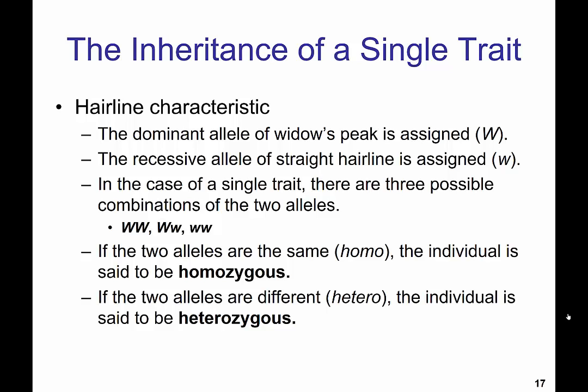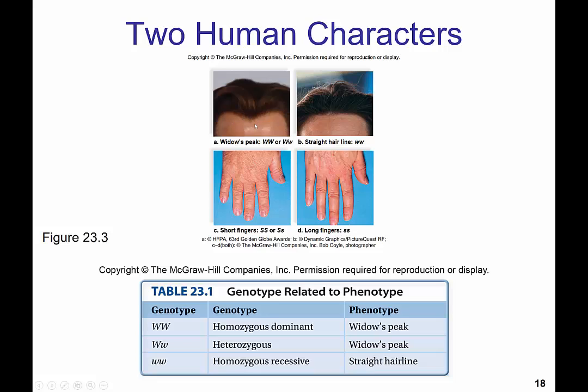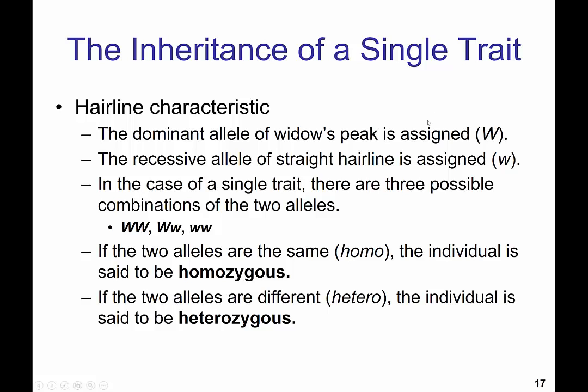So in the case of hairline, looking at hairline, a widow's peak is the dominant trait, whereas a straight hairline is the recessive trait. In the case of a single trait, there are three possible combinations of these two alleles. Here's our two alleles, a capital W for the dominant, lowercase w for the recessive. So you could either have two large W's, one of each, a large W, little w, or two little w's.